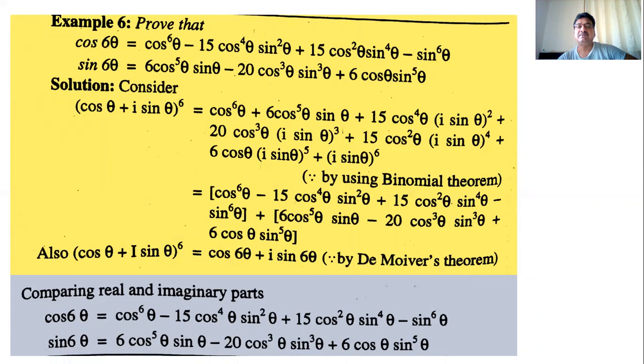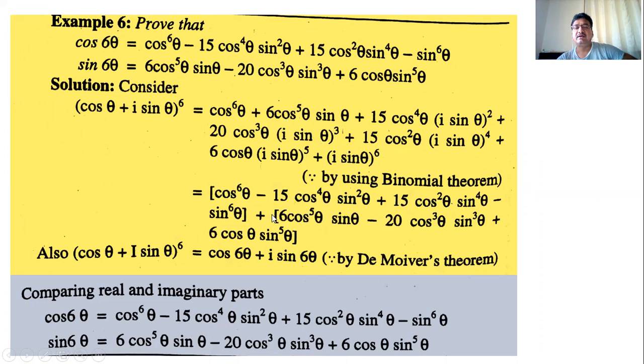Minus 1 into minus 1 into minus 1 is minus 1. So that term is minus sine raised to 6 theta. So all these are the real part that is free from i. And then the terms containing i, this term 6 cos raised to 5 theta sine theta.